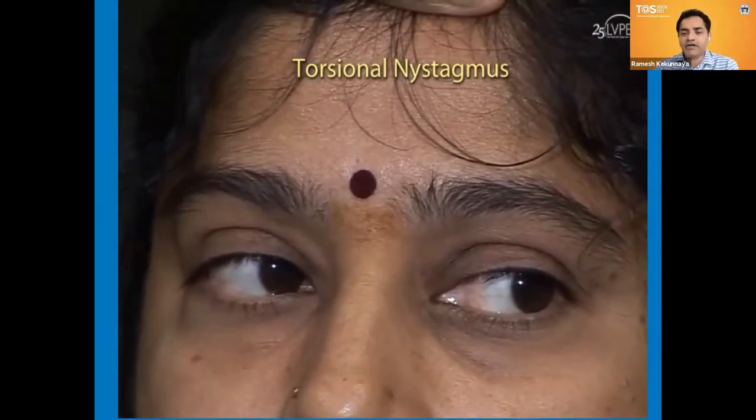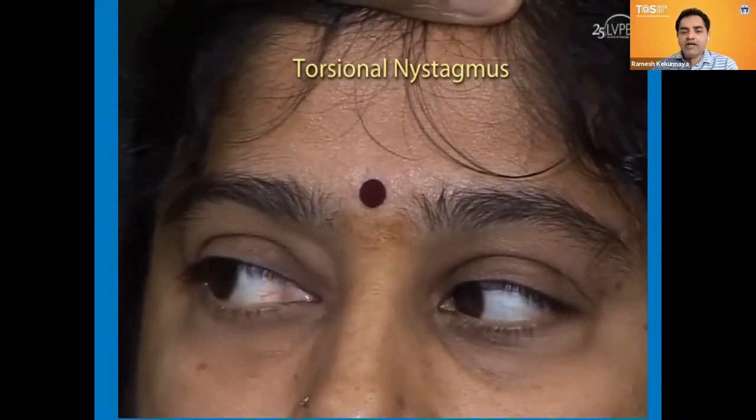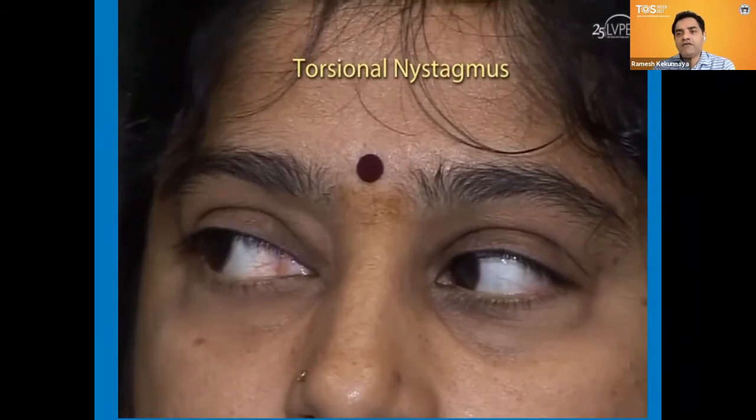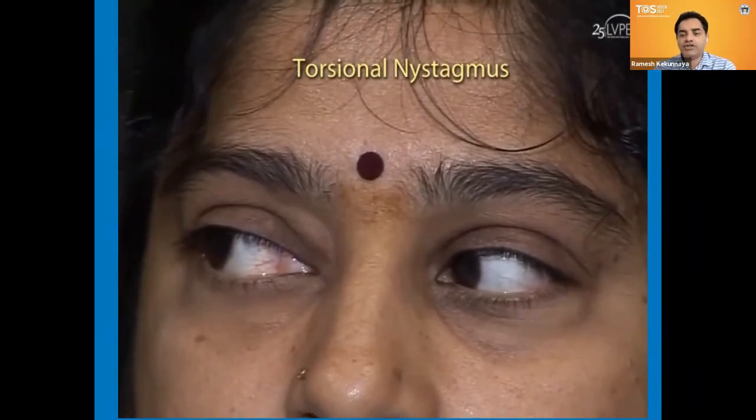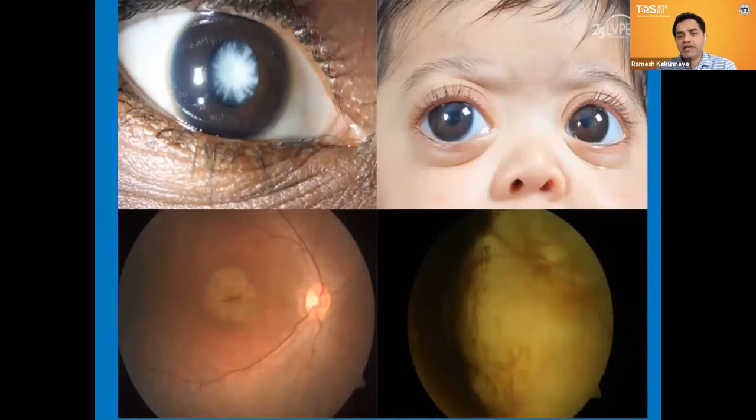It's very, very important to really image these patients before you undertake any other procedures or before you check out the patients. You need to ask for imaging. It can rule out Arnold Chiari's malformation. It can rule out syringobulbia. Many of the situations you can rule out.